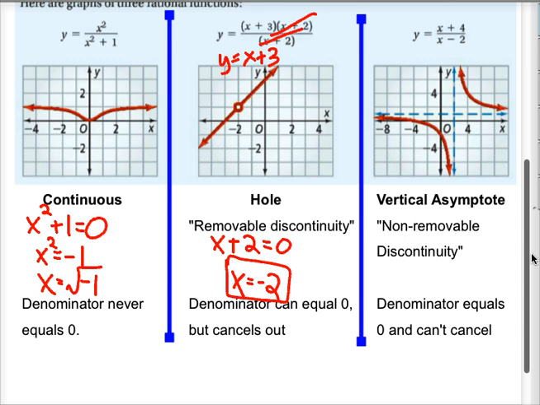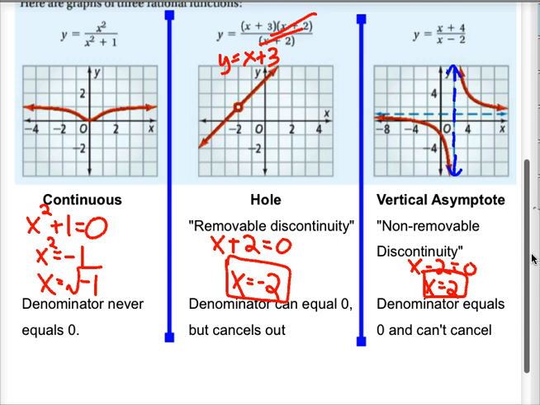And now the final type, a non-removable discontinuity. We're still going to set the denominator equal to 0. So x minus 2 equals 0. So there is a discontinuity at x equals 2. But this time, notice, it doesn't factor out, okay? There's nothing we can do to remove that factor from our equation. So in that case, when it can't be removed, what ends up happening, that is when you create a vertical asymptote, when the denominator equals 0 and it can't be removed.